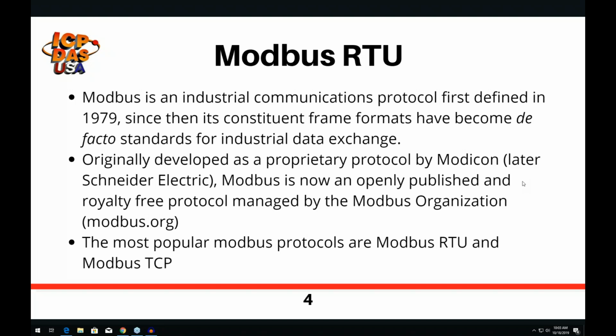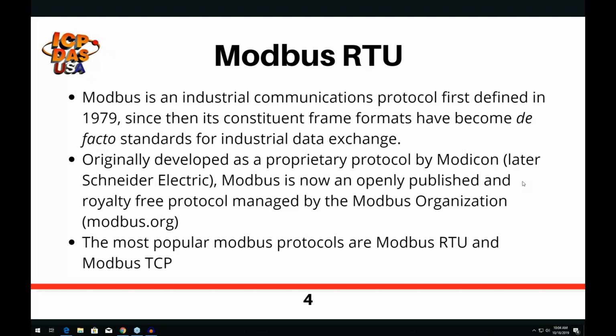If you want to learn a little bit more about them, you can visit modbus.org. They have a ton of documentation available to the public, and they're also a joinable organization. So if you wanted to develop with Modbus, it's a good idea to join the Modbus group. The two most popular Modbus protocols are Modbus RTU and Modbus TCP. Today we're going to be talking about RTU. It stands for Remote Terminal Unit, and it is the serial version of Modbus, whereas TCP is the Ethernet version of Modbus.